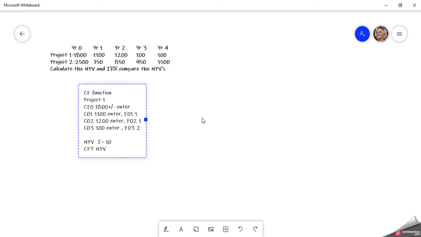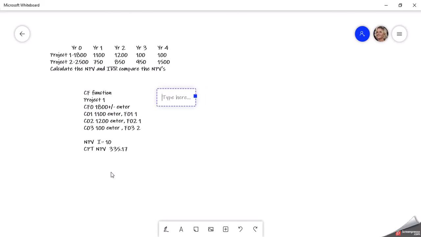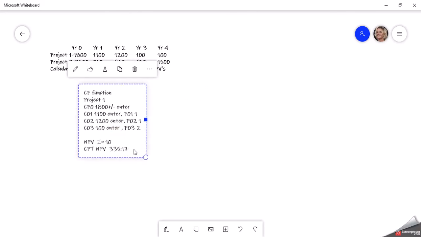Come over to net present value. Our I is equal to 10. Push compute, and that gives us $335.17 if I round it. Oh wait, sorry. We got to do the internal rate of return. Then come over to the internal rate of return, push compute. And that gives me 22.35.